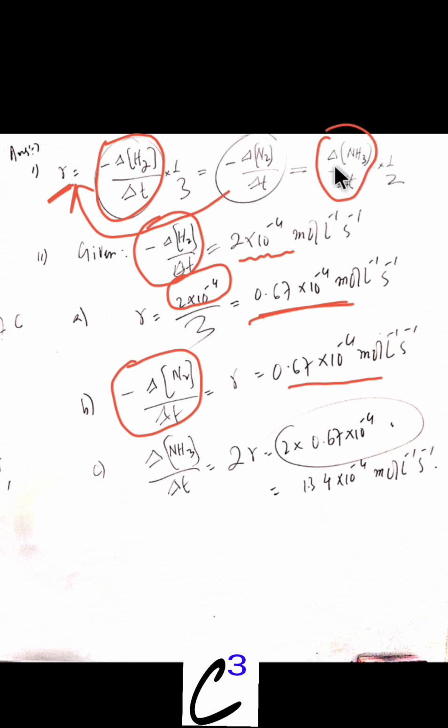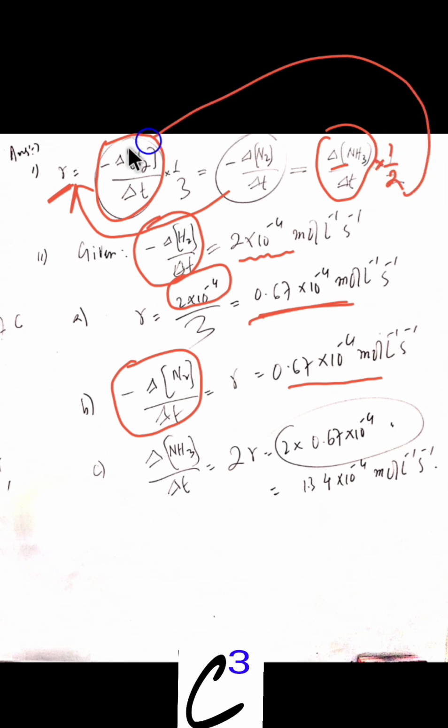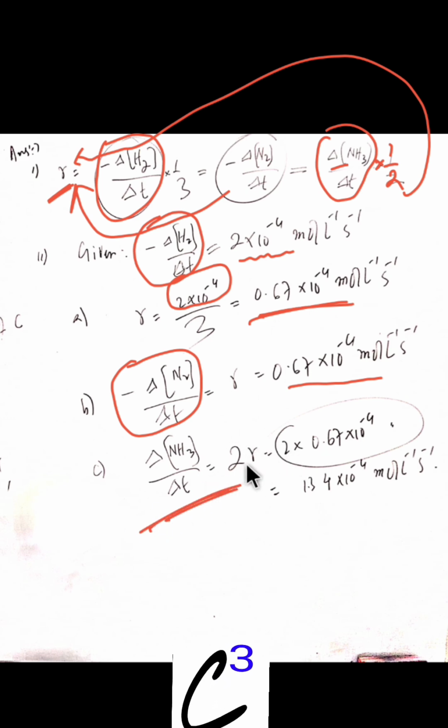appearance or formation of NH3, delta NH3 by delta T. So from this expression, delta NH3 by delta T will be equal to, since this is divided by 2, this 2 will go over here. So delta NH3 by delta T is equal to 2 times R, and 2 into R is 0.67 into 10 power minus 4, which is equal to 1.34 into 10 power minus 4 mole per liter per second. Okay, I hope you get this question.